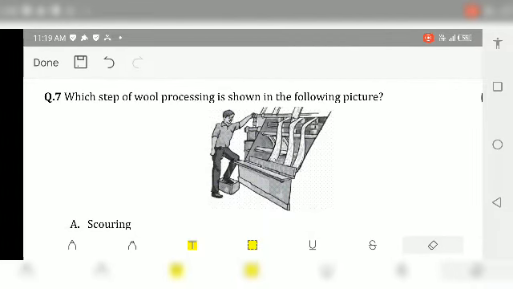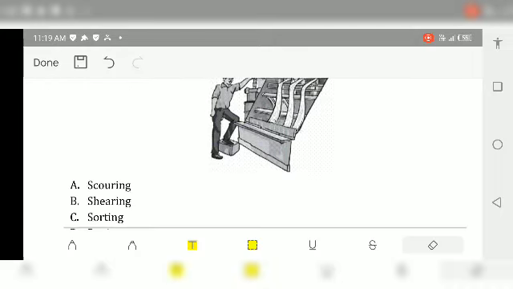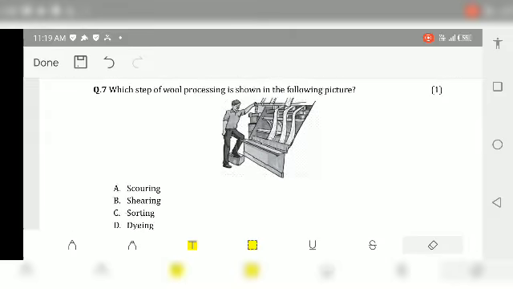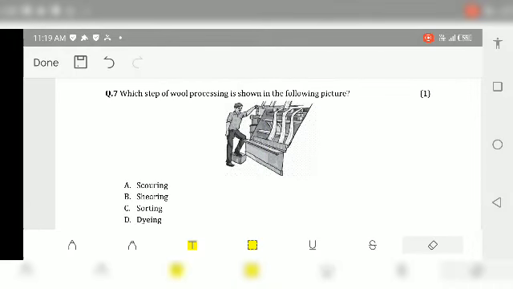Next question is: which step of wool processing is shown in the following figure? Scouring, shearing, sorting, dyeing. The correct option is option A. This picture shows scouring by machine. Scouring involves thorough washing of sheared skin to remove grease, dust, and dirt. Correct option is option A.